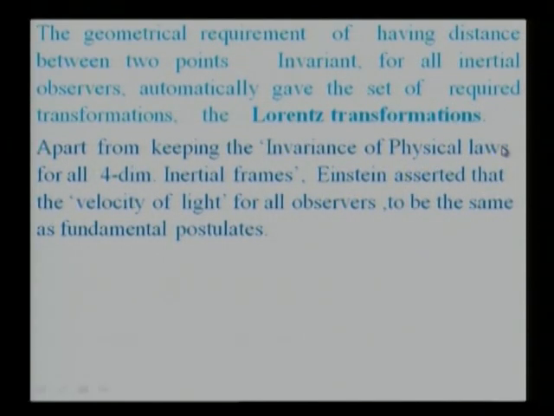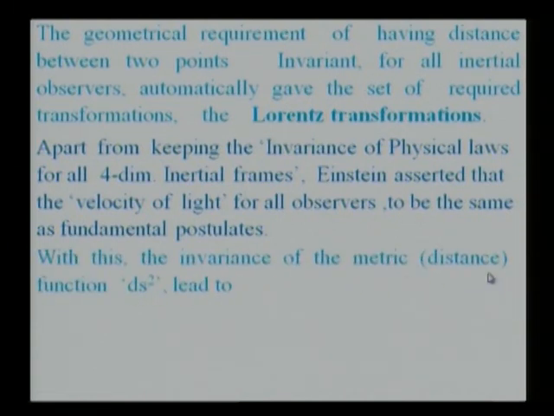However, apart from keeping the invariance of physical laws for all four-dimensional inertial frames, Einstein asserted that the velocity of light for all observers to be the same as a fundamental postulate. So what Einstein did at the turn of the 19th century toward the 20th century was that you have space and time not as different but together, a space-time framework. Then you claim that in this framework the inertial frames are built, and then you ask for the invariance of the physical laws, both mechanical and electrodynamical. That means that you need to look for the transformations, and for that he used only one concept: the velocity of light is the same for all observers in all directions.